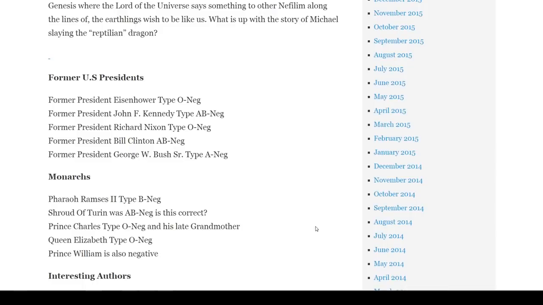And the other thing is, too, that people with the negative Rh factor are way more likely to be abducted than people without it. So it's really, really interesting. The Rh factor is the blood of the gods.